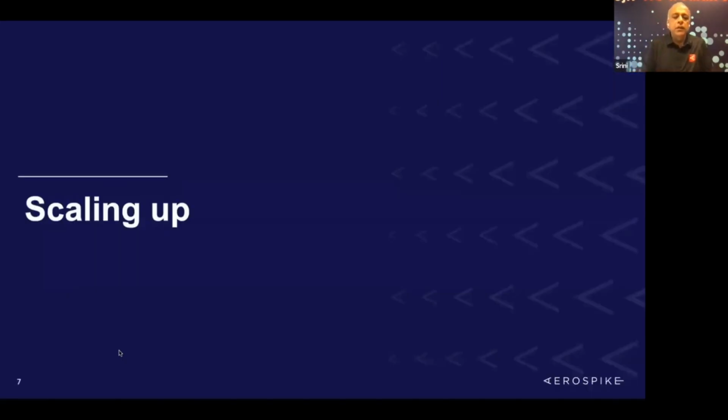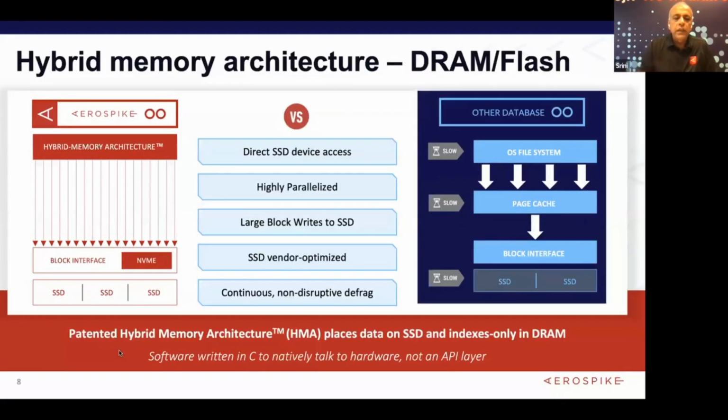Now, having described scaling out, we also focused a lot in Aerospike on scaling up. What that means is the ability of the system to take advantage of every aspect of processing, storage, and networking capacity that is available within a node.